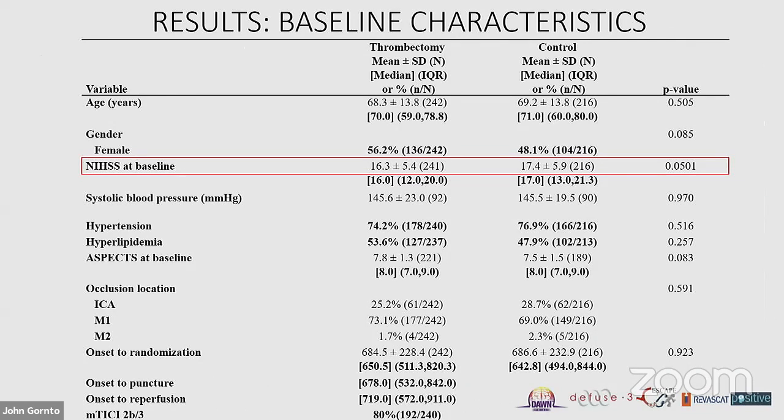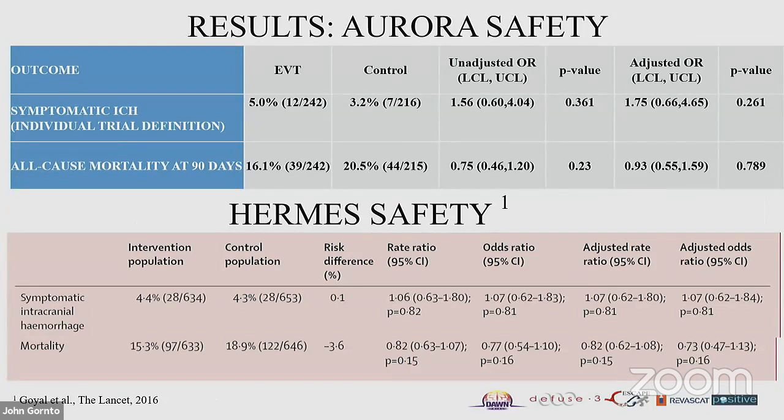So here are baseline characteristics of these trials. And as you can see, the baseline matches pretty well. NIH is a little bit different, but overall, the site of occlusions and everything else match really well between control arm and patients who had thrombectomy in this beyond time window. And here are the results.